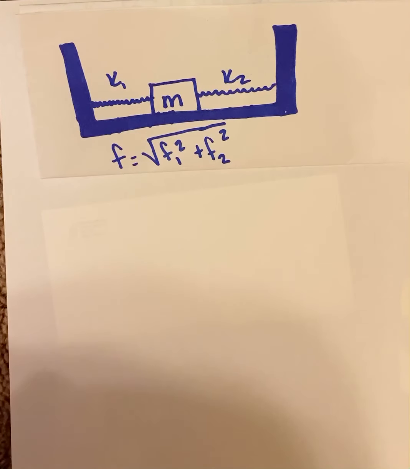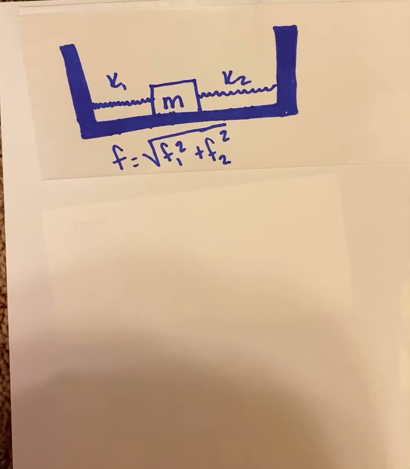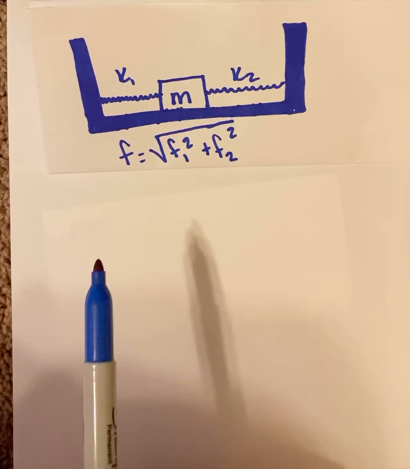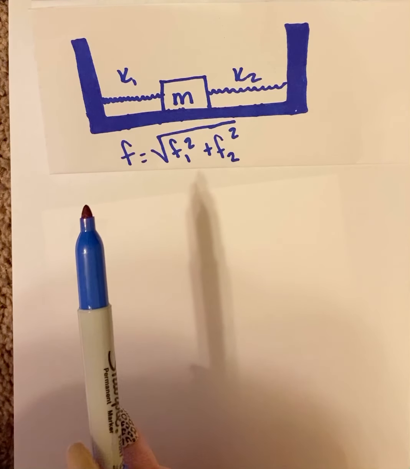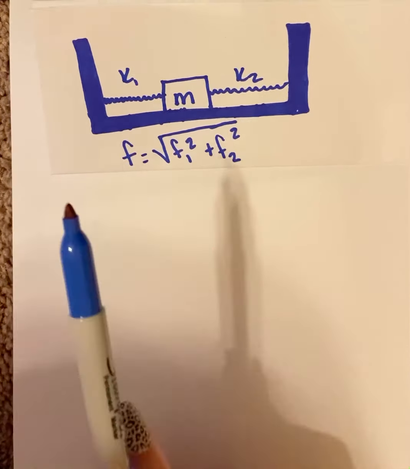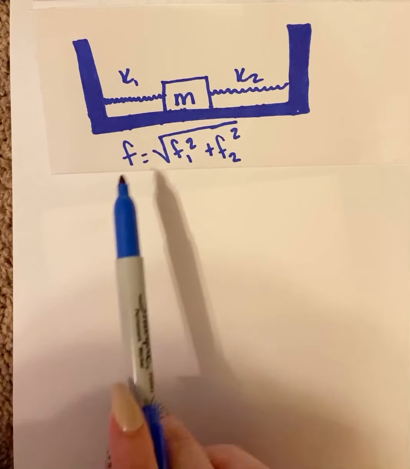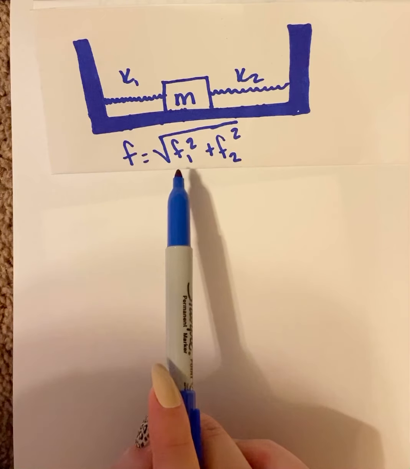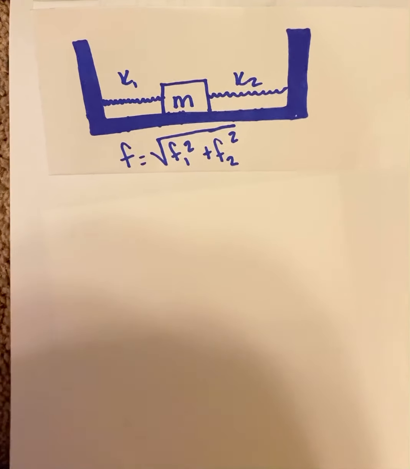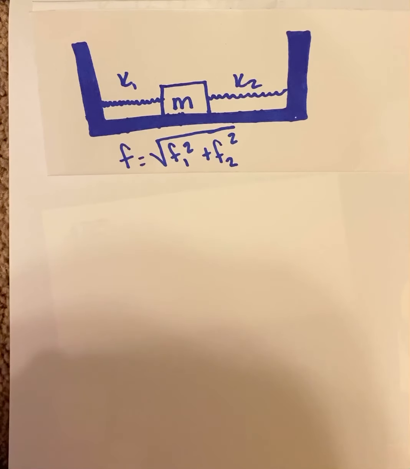I'm going to be solving question 74 from the Knight textbook. This question states: a block on a frictionless table is connected as shown in the figure, which I've drawn here, to two springs having spring constants K1 and K2. Show that the block's oscillation frequency is given by f equals the square root of f1 squared plus f2 squared, where f1 and f2 are the frequencies at which it would oscillate if attached to spring 1 or spring 2 alone.